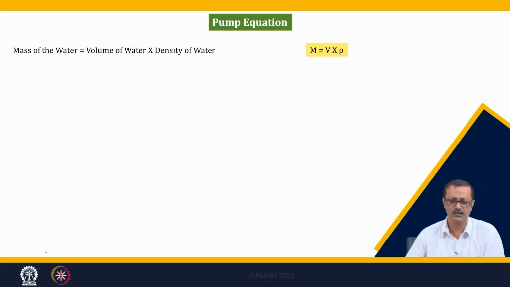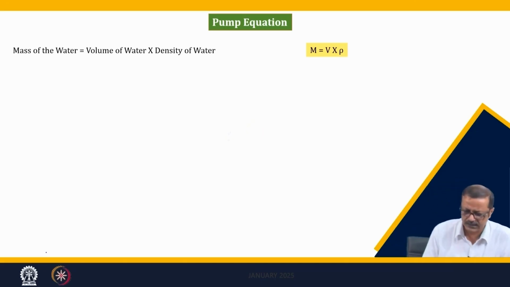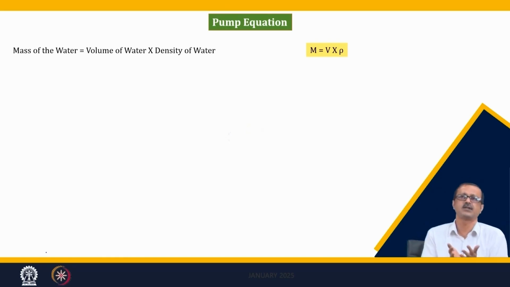So, first of all, we need to see how much mass of the water has to be lifted, right. So, the mass of the water can be found out by the volume of the water that I want to lift into the density of the water, because the volume multiplied by density is nothing but the mass. So, this is one of the very fundamental relationships.